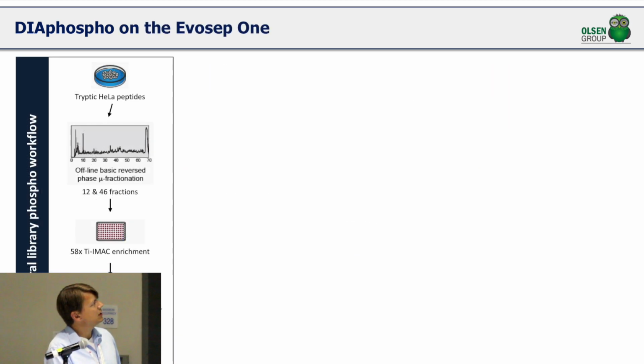So we were of course interested to see how well we can do DIA phosphoproteomics now on the EvoSep One system, and for that we started off by collecting a spectral library, basically taking HeLa cells, digesting with trypsin, and then doing offline basic reverse-phase chromatography, and collected both 46 fractions and 12 fractions, so that we have in total 58 fractions that we analyzed with these 60 samples per day measurements, and then analyzed everything with MaxQuant to generate the spectral library, and then imported that into Spectronaut for further analysis.